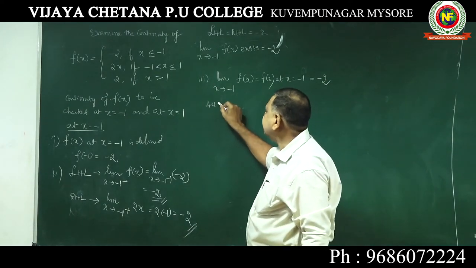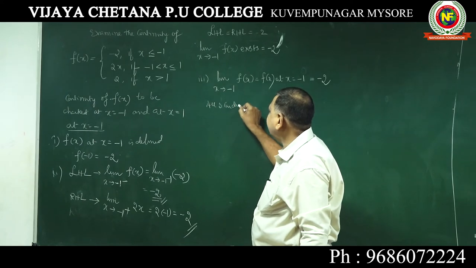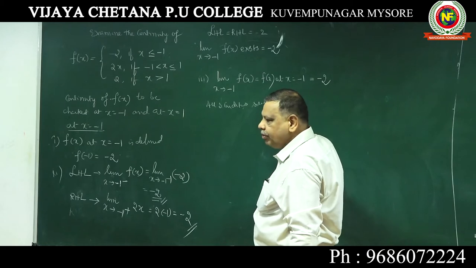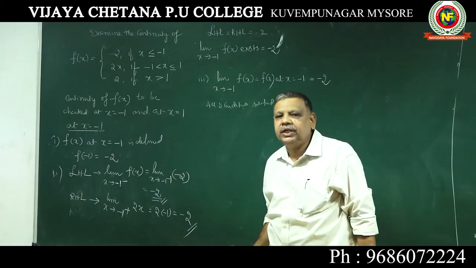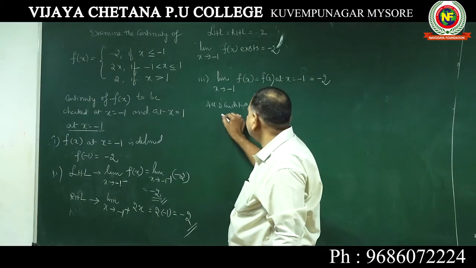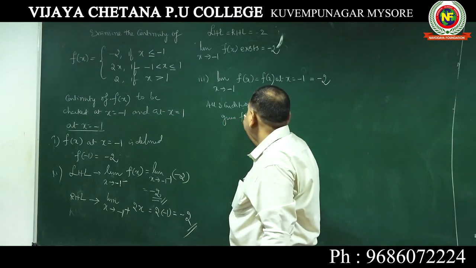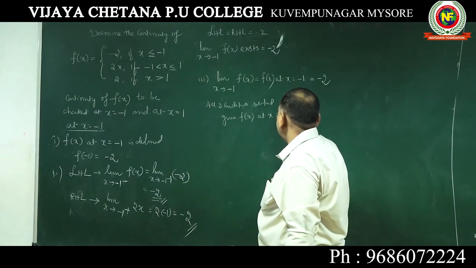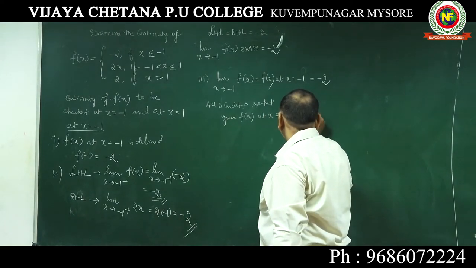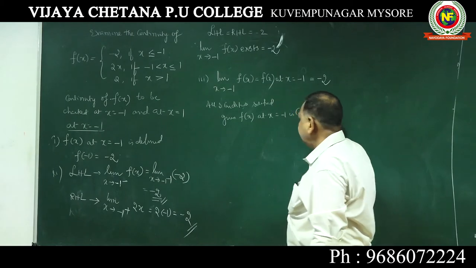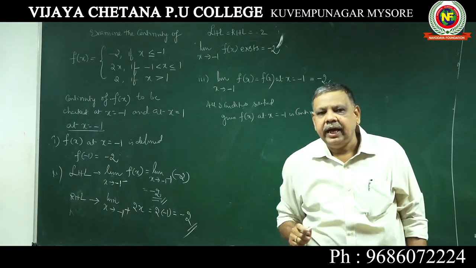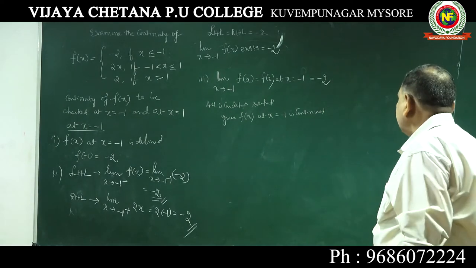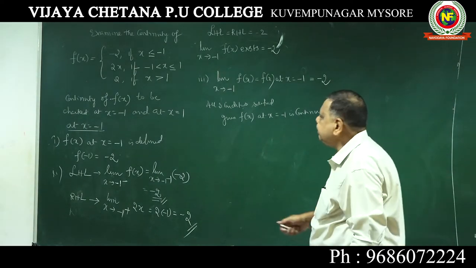All three conditions are satisfied. Write down that all three conditions are satisfied. Therefore, write down that the given function f of x at x equal to minus 1 is continuous. You should write that the given function f of x at x equal to minus 1 is continuous. So that is the one thing you got. But what is the next point of continuity?